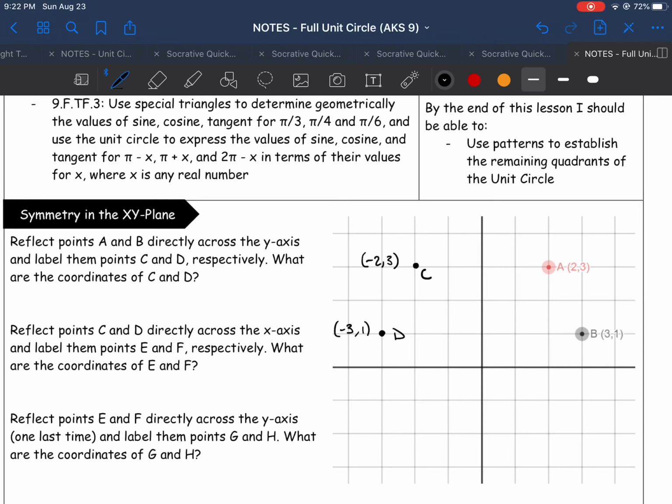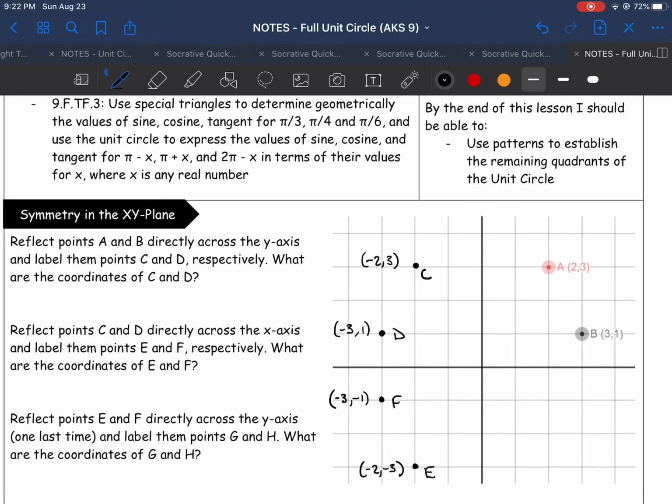Now let's see what happens when we reflect these new points C and D directly across the x-axis. So reflecting point C across the x-axis, we're going to get point E. And the coordinates of point E are going to be -2, -3. And reflecting D across the x-axis, we're going to get point F. And the coordinates here will be -3, -1. Notice that when we reflected C and D across the x-axis, the only thing that changed was the sign of the y-coordinate.